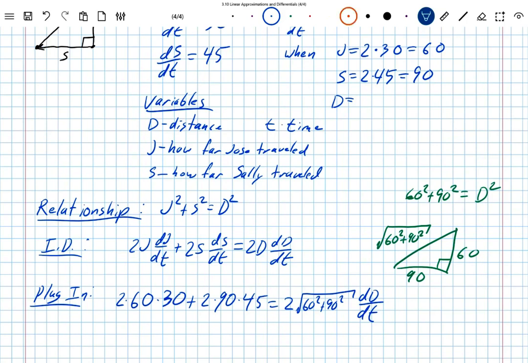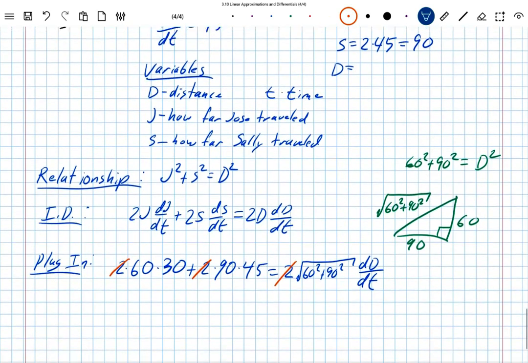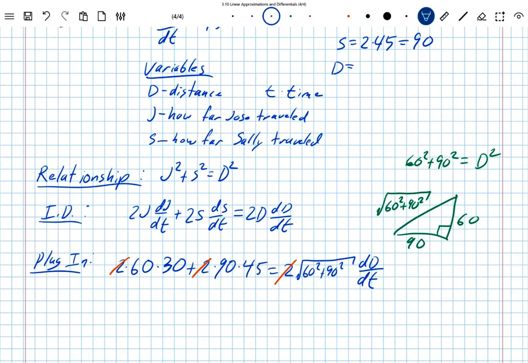I'm going to cheat a little bit, and by cheat I mean I'm going to do algebra. Let's divide everything through by this 2, because I see there's a 2 in every single term. So if I divide both sides by 2, those all go away. And then I can say that dd/dt is equal to, well, the left side divided by the right side. So 60 times 30 plus 90 times 45 all over the square root of 60 squared plus 90 squared.